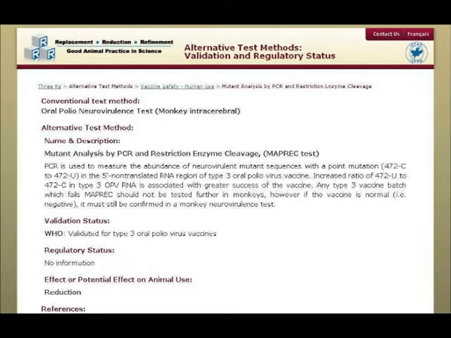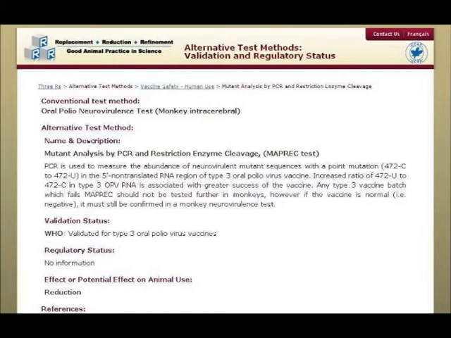So the conventional test is the oral polio neurovirulence test, monkey intracerebral. The alternative test method is mutant analysis by PCR and restriction enzyme cleavage. PCR is used to measure the abundance of neurovirulent mutant sequences with a point mutation in the 5' non-translated RNA region of type 3 oral poliovirus vaccine. Increased ratio of 472-U to 472-C in type 3 OPV RNA is associated with greater neurovirulence. Any type 3 vaccine batch which fails MAPREC should not be tested further in monkeys. However, if the vaccine is normal, i.e. negative, it must still be confirmed in a monkey neurovirulence test.